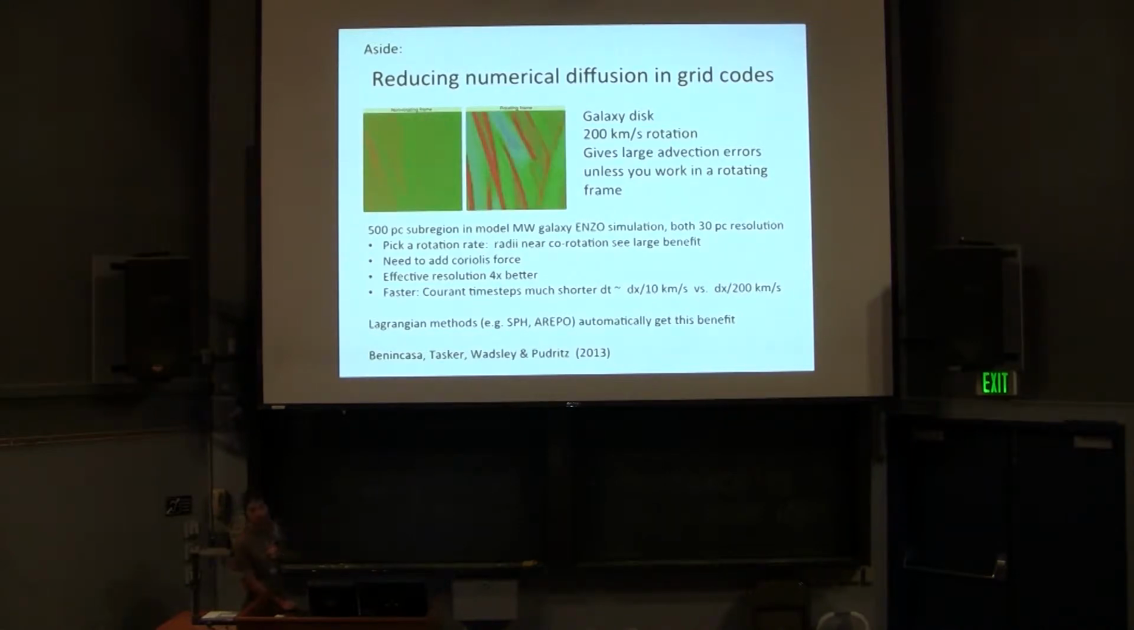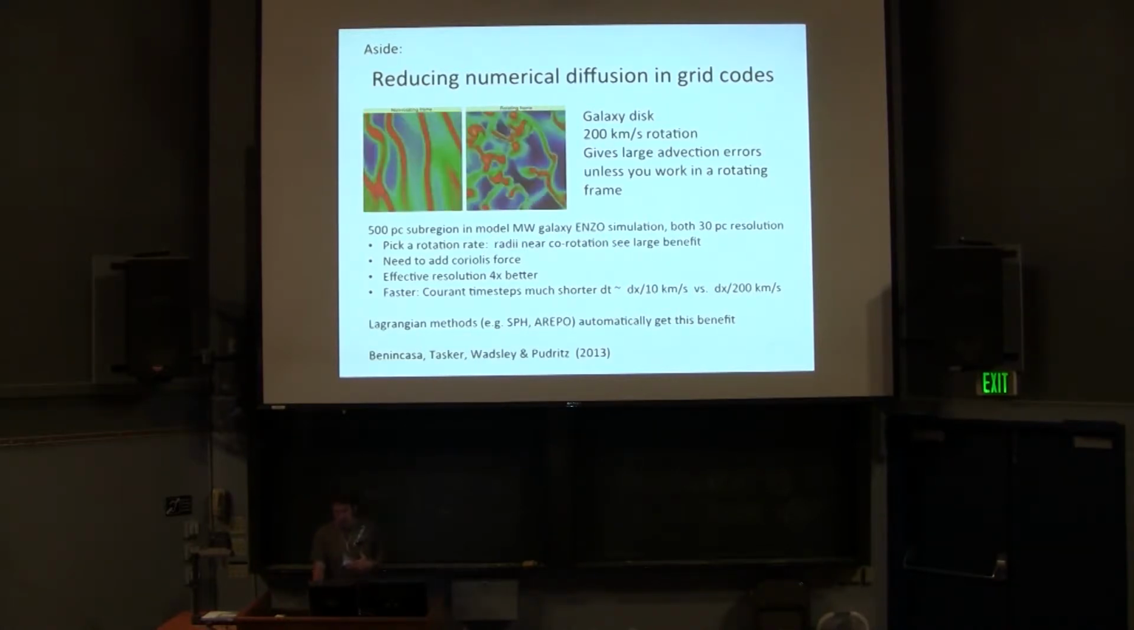Some work that we've done recently with Samantha Benincasa, my student in the audience, is to look at how you can improve this situation. If you put a rotating frame on your galaxy disk, then you can take out the 200 kilometers per second, and you can dramatically reduce the advection errors. And so that's the only difference between the left and the right panels up there. They have exactly the same grid resolution. Just in the right-hand panel, we subtracted out the rotation of the galaxy disk, and it improved our effective resolution by a factor of 4 because that excess diffusion was suppressed.